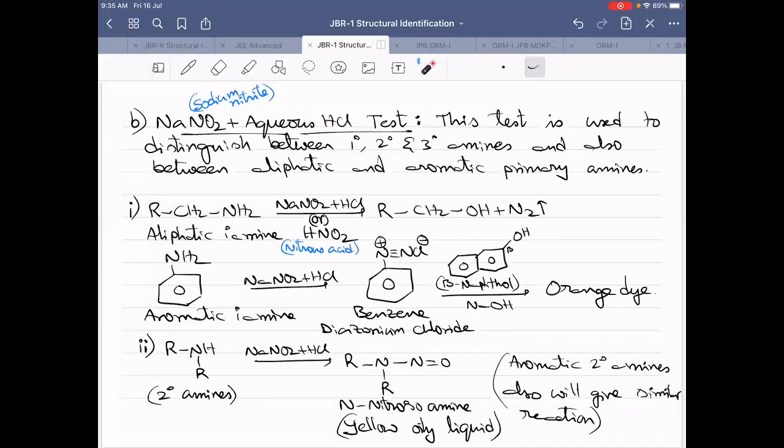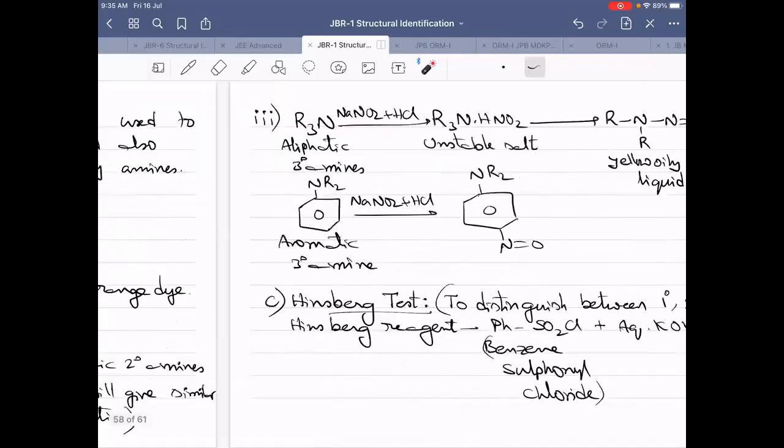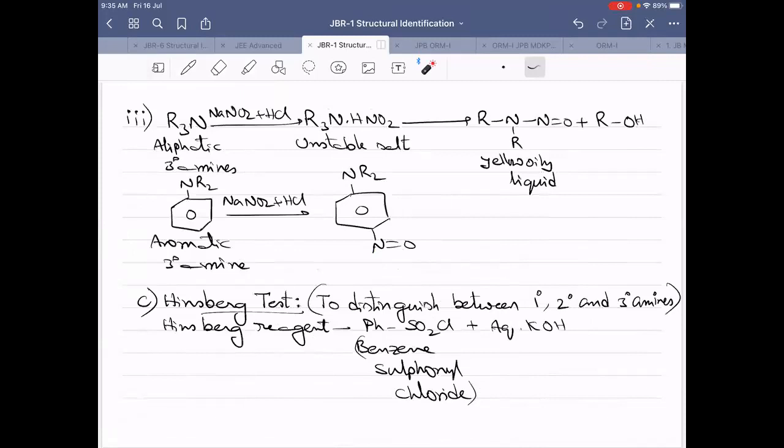Next, tertiary amines are there, na? In tertiary amines, they will be giving a different reaction. This is an aliphatic tertiary amine. This is an aromatic tertiary amine.